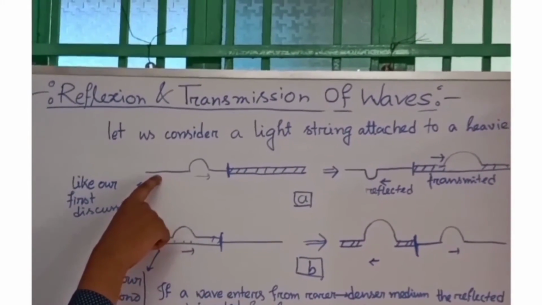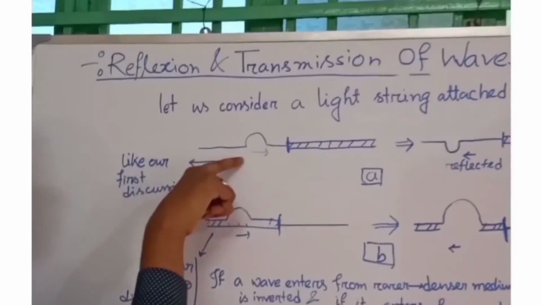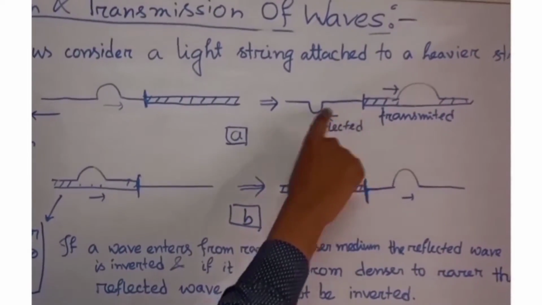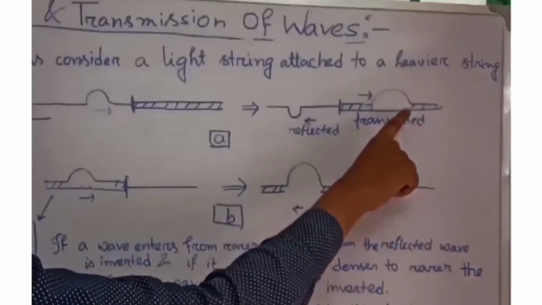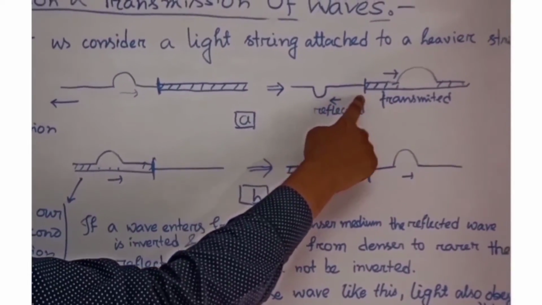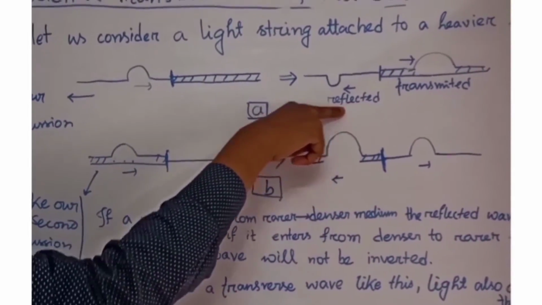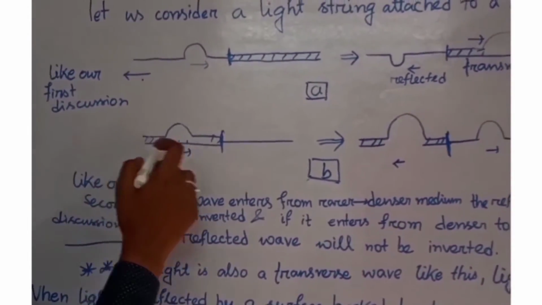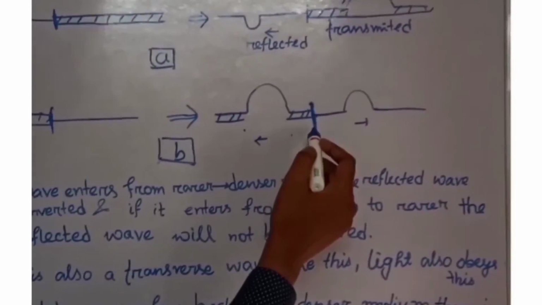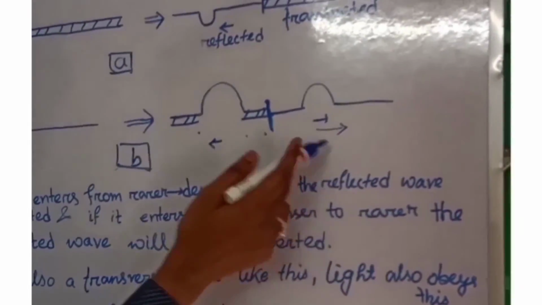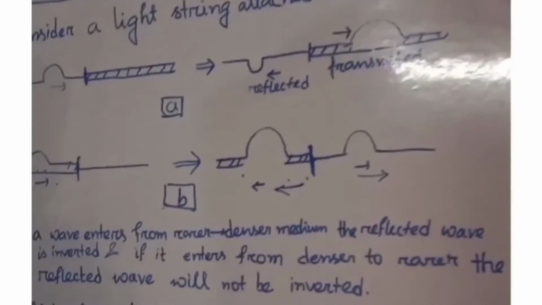When I make a pulse on this side, the pulse moves forward in the rightward direction, and after some time, a part of the incident wave will be transmitted through the heavier string, and the other part will be reflected from the junction point in the opposite direction. If a pulse is generated in the heavier string, then also the wave will propagate rightward, and from the junction point, one part of the pulse will move to the right and one part will move towards the left.